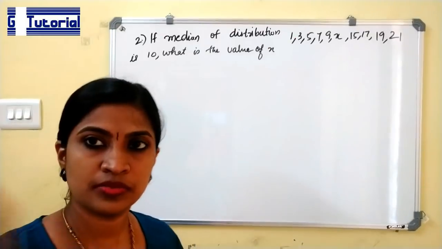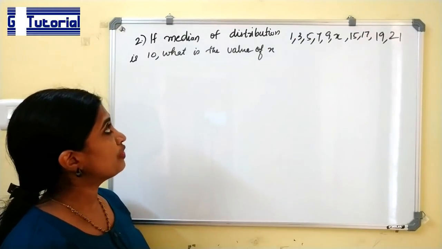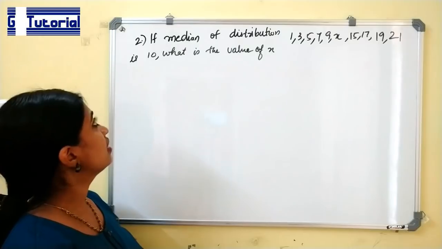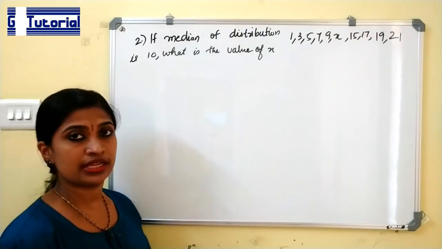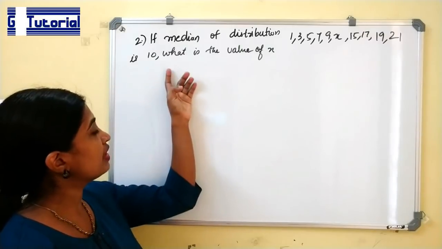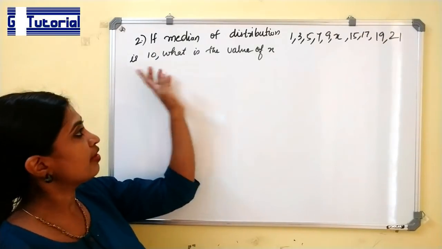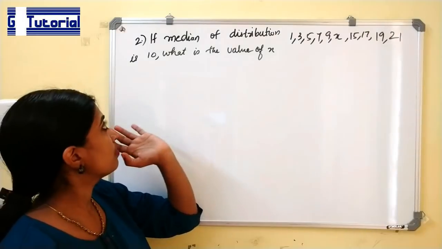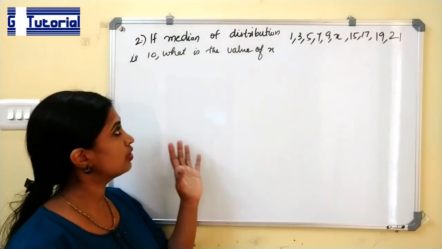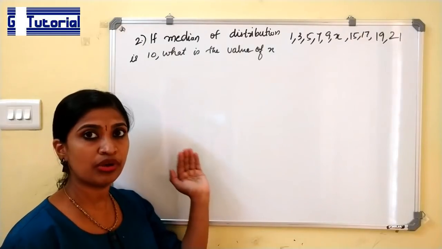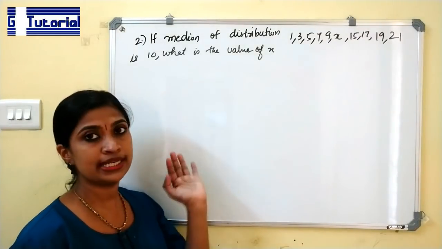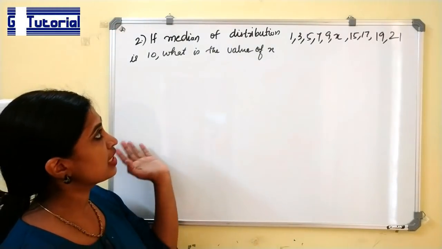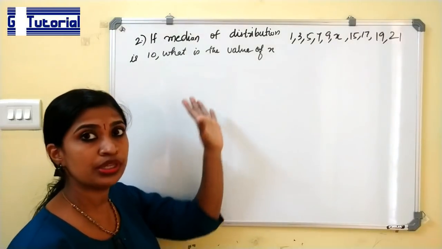Next question. If median of distribution 1, 3, 5, 7, 9, x, 15, 17, 19, 21 is 10, what is the value of x? Here we are given the median of these observations and one of the values is missing, x is missing, and we are asked to find the value of x. We have studied that in order to find median of a set of data, first we have to arrange it in either ascending order or descending order. But here it is given in ascending order, so we don't have to arrange it. Next thing is, we have to count the number of data.